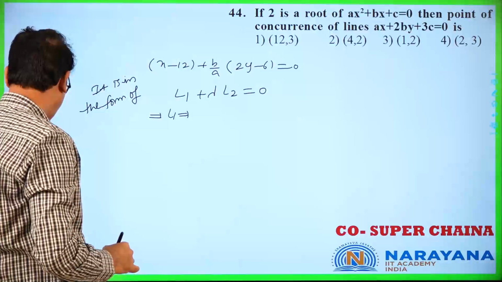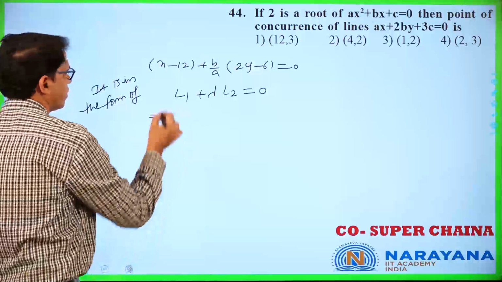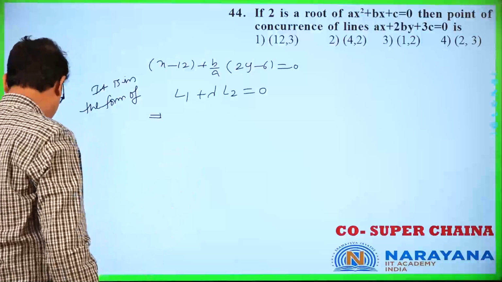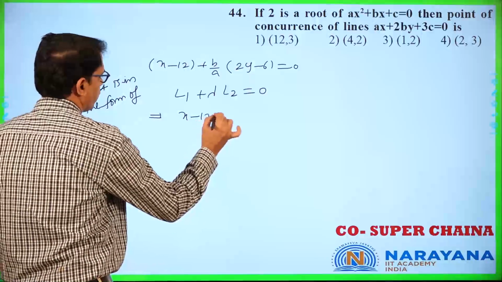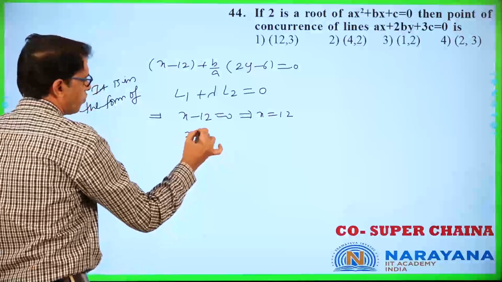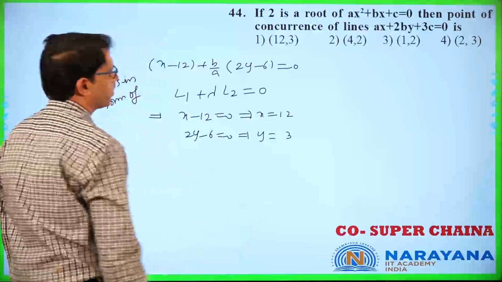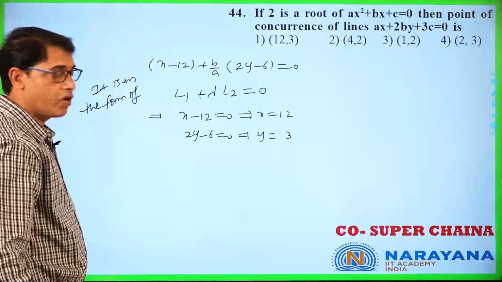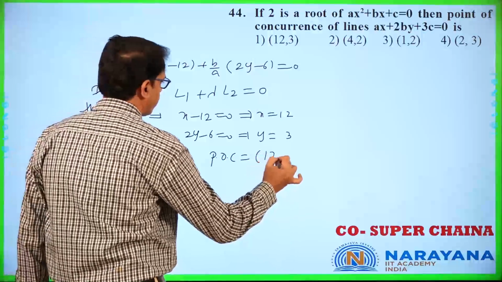Therefore, from this one, the x value we get directly. So x minus 12 equals to 0, so x equals to 12. Second one, 2y minus 6 equals to 0, so y equals to 3. Therefore the point of concurrency equals 12 comma 3.